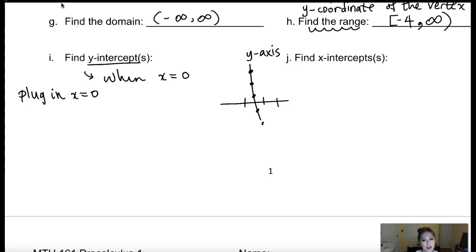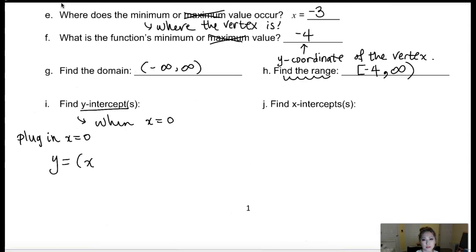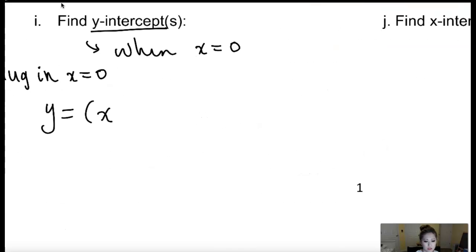But to be on the y-axis, the x coordinate has to be 0. That's why we're going to plug in x equals 0. So what was the function? The function was... I forgot, guys, let's see. Was it x plus 3? It was x plus 3 squared minus 4.